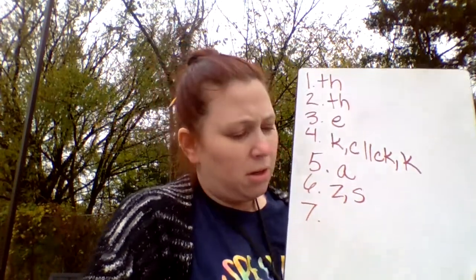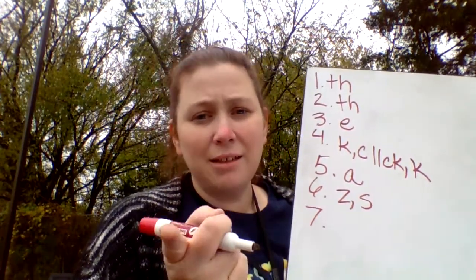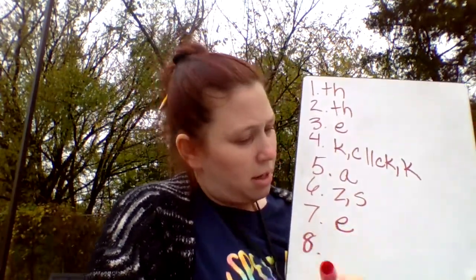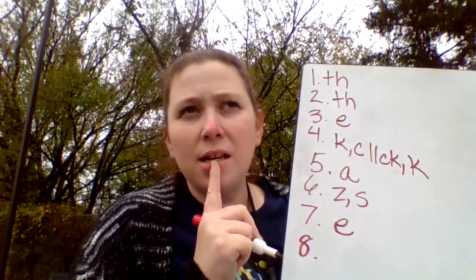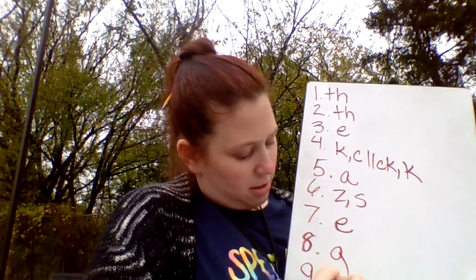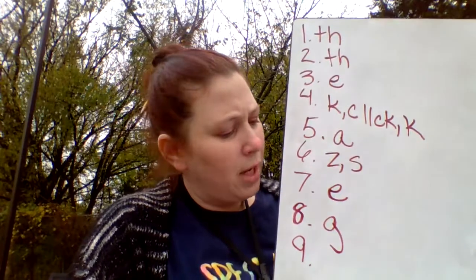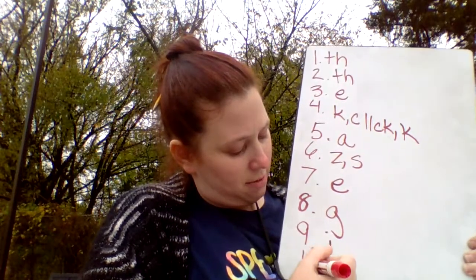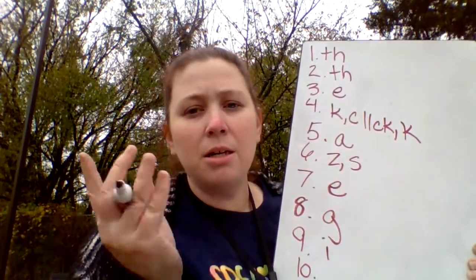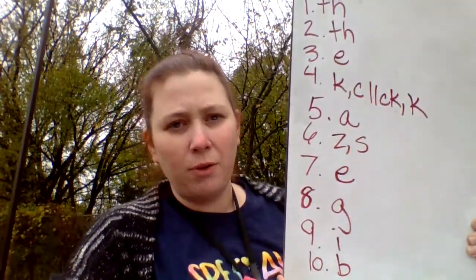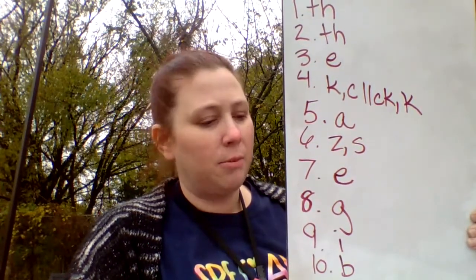Write it down. Number 7, E. Write it down. And number 8, G. Write it down. Number 9, I. Write it down. And number 10, B, and write it down. All right, make sure you pause and have all these written down if you didn't get to them while we were saying them together. Now we're going to practice spelling a couple of words.